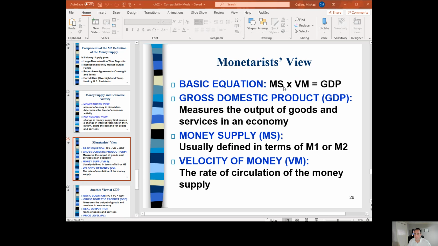Monetarist theory, the basic equation: money supply times velocity of money equals GDP. Gross domestic product, a term you should be familiar with, measures the output of goods and services in the economy. Let's go back to that equation. Money supply times the velocity of money equals GDP. Well, it's like we have a fixed supply of money, and velocity is the speed at which it's spent. So if the money is being spent really fast, it's like the economic machine is just chugging along pretty fast. So you can decrease the money supply, but if the velocity of money speeds up, that's better.